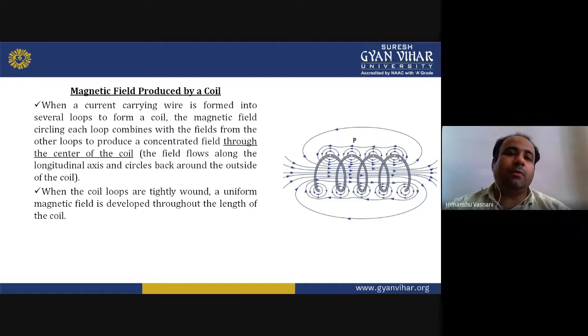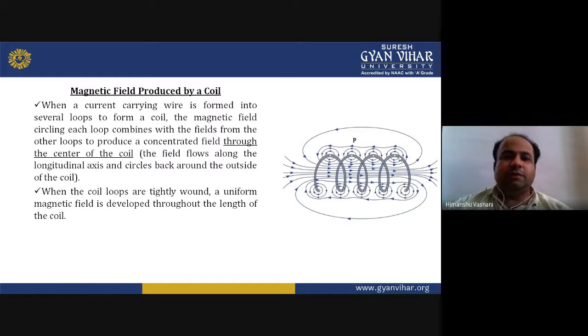This is also a very important topic, because you need to understand a coil and how the magnetic field is produced by a coil. When a current carrying wire is formed into several loops to form a coil, the magnetic field circling each loop combines with the fields from the other loops to produce a concentrated field through the center of the coil. That is, the field flows along the longitudinal axis and then circles back around the outside of the coil.